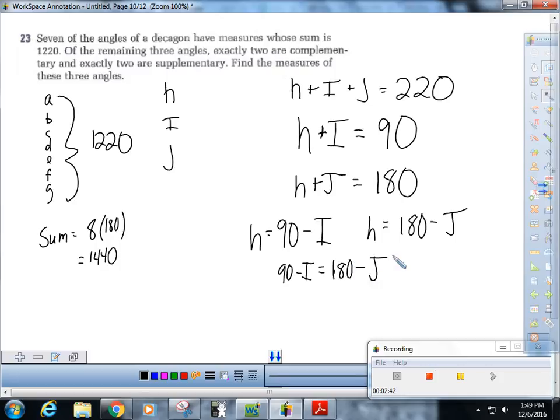I don't know what to do, so let's just solve for one of those, okay? You get a negative I is 90 minus J, okay? Divide everything by negative 1. All you're going to do essentially is flip the signs. I is J minus 90. A negative 90 and a positive J. So, we know that I equals J minus 90. So that's I in terms of J. H is 180 minus J.